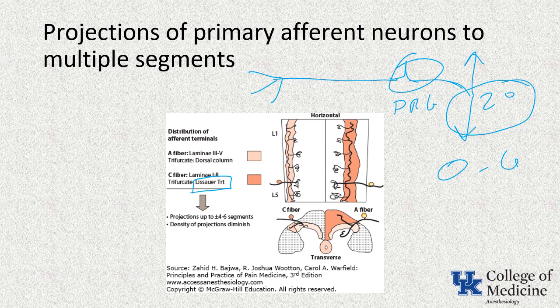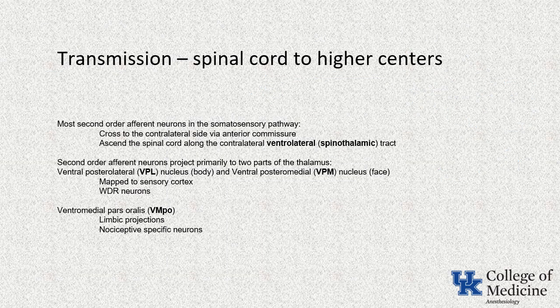This is important in some more advanced interventional pain therapies such as dorsal root ganglion stimulation. So transmission from the spinal cord to the higher centers, cortical structures. If we start drawing this out here: stimulus, receptor, DRG, spinal cord.